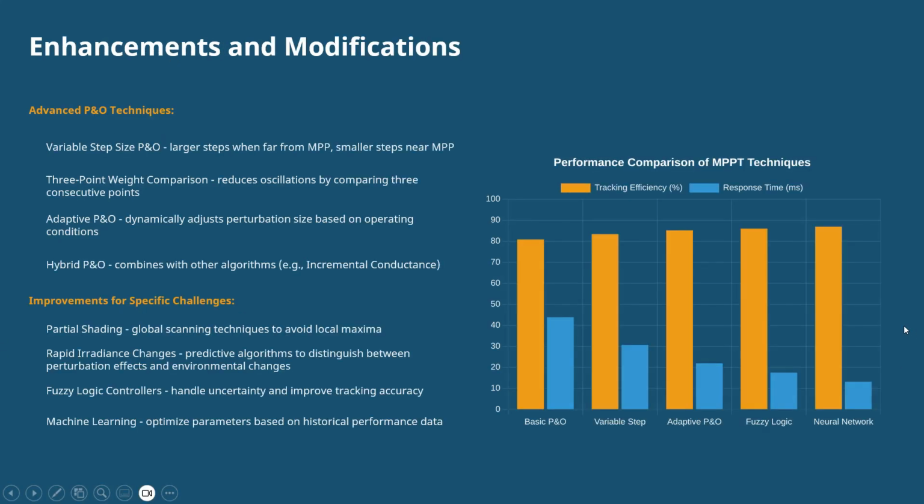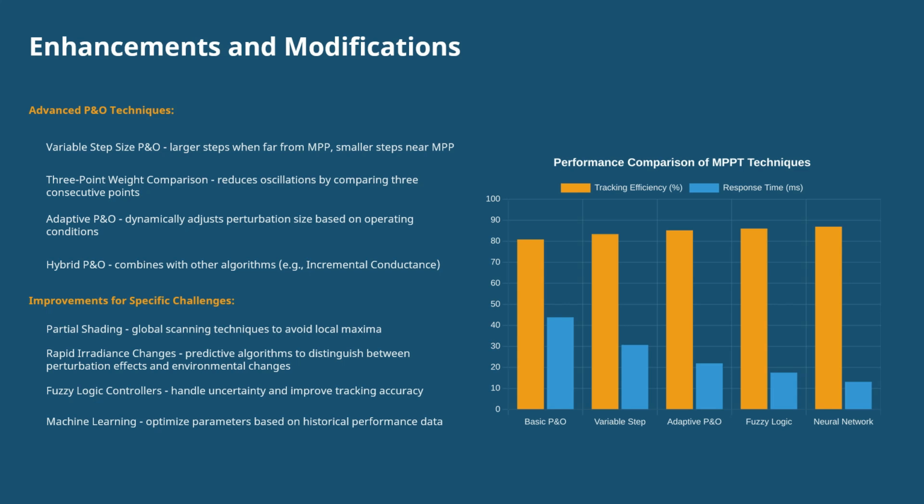Enhancement and modification inside the P&O MPPT technique. To overcome perturb and observe limitations, researchers have developed enhanced versions like variable step size P&O MPPT. It takes larger steps when far away from the MPP and smaller steps when the MPP is nearby. Another advancement is 3-point weight comparison. It reduces steady state oscillation.